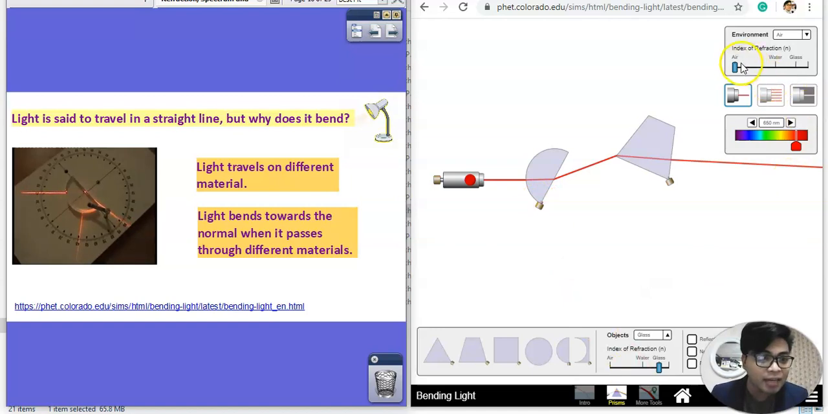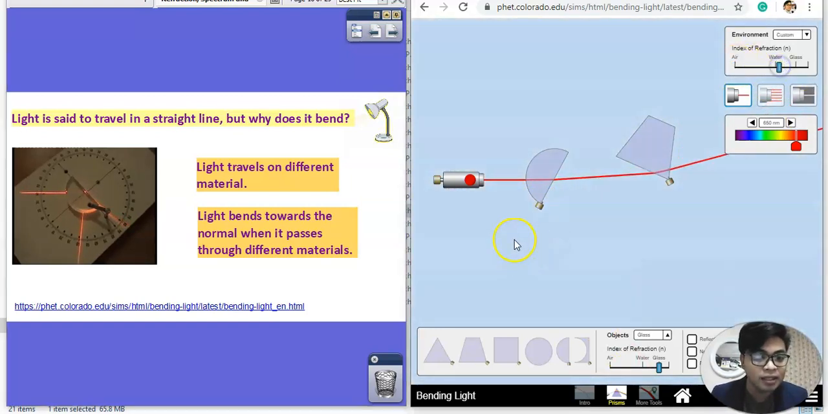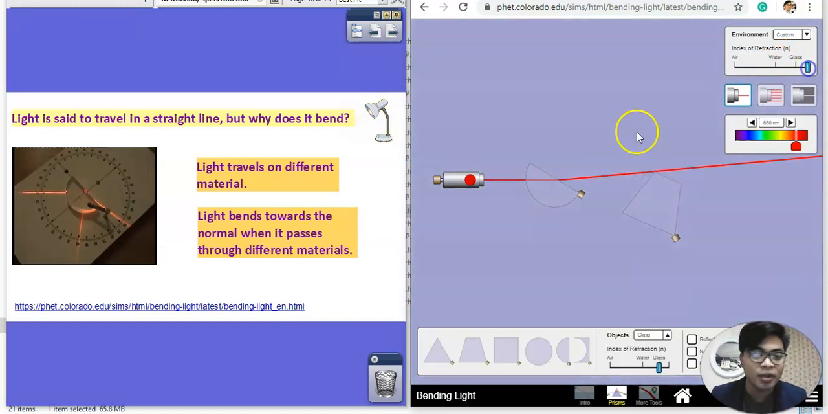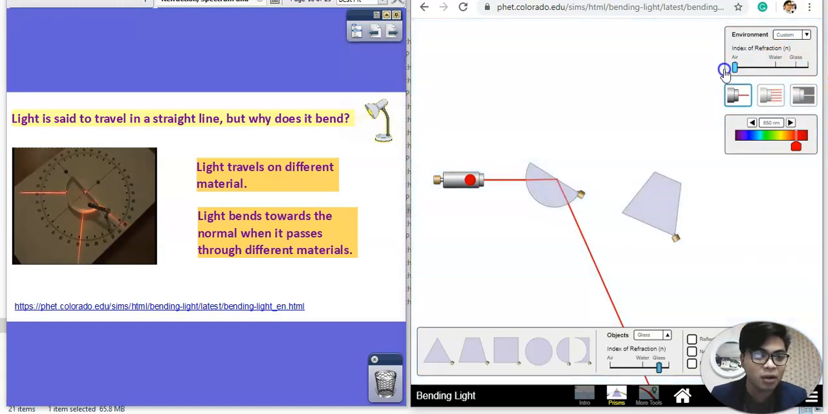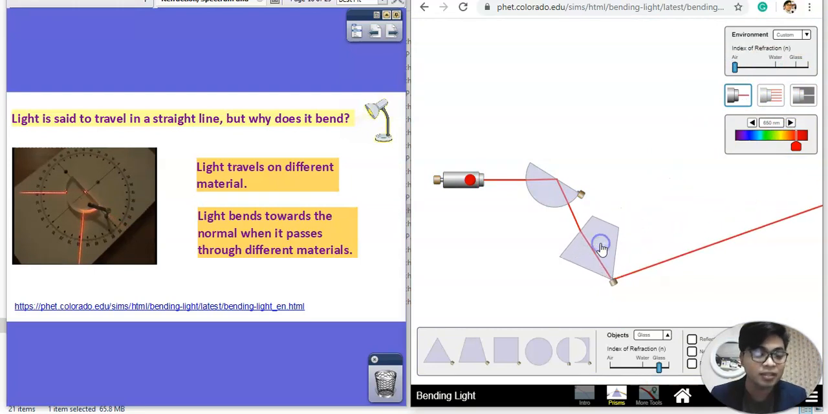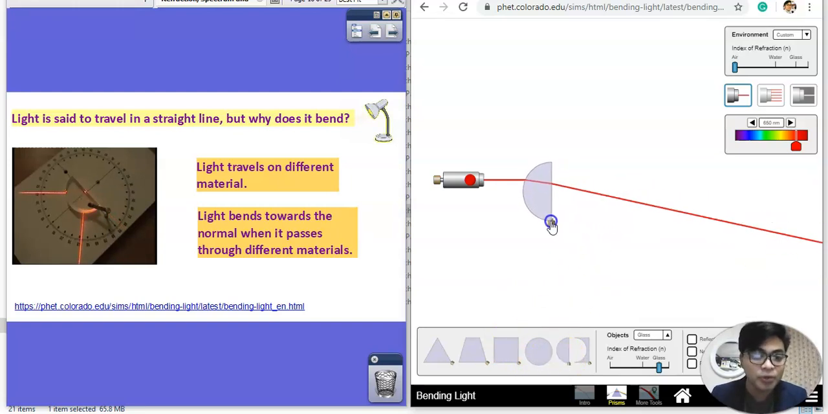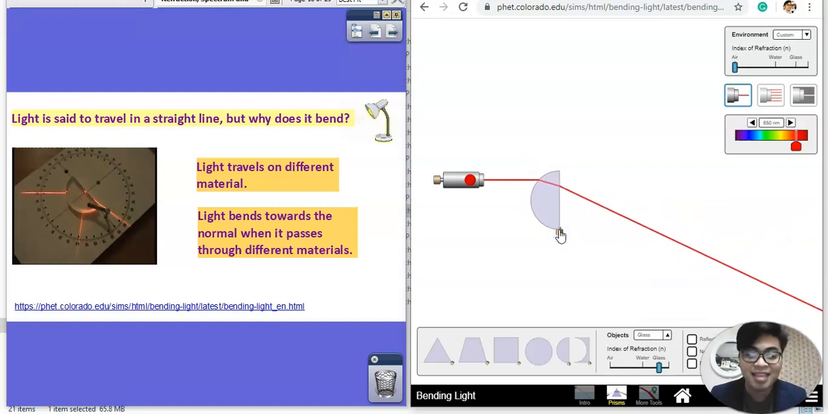So let's try to see if I make this one just water, look, it tends to bend differently when it's in the water. And of course, this one is purely glass, so I'm going to change it all to air. So try to see, it bends. However, if there are no other materials here, it's just purely air, the light travels in a straight line. So if you want to bend the light, you need to let the light pass through a different material, in this case the glass. So refraction happens when light travels in a different material.